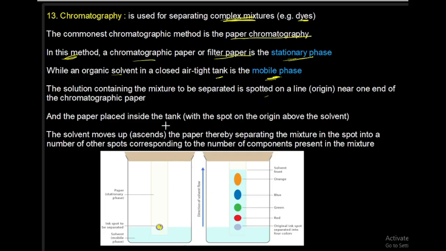The solvent moves up, ascending the paper, thereby separating the mixture in the spots into a number of other spots corresponding to the number of components present in the mixture. So as the solvent moves up, it separates the components of this mixture into their different parts. This is what paper chromatography is all about.